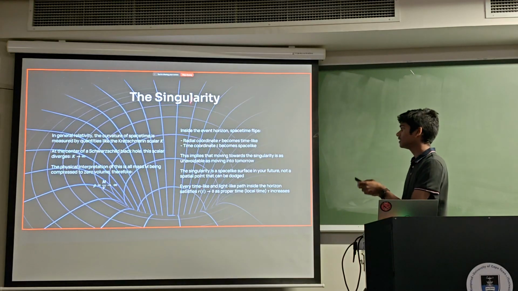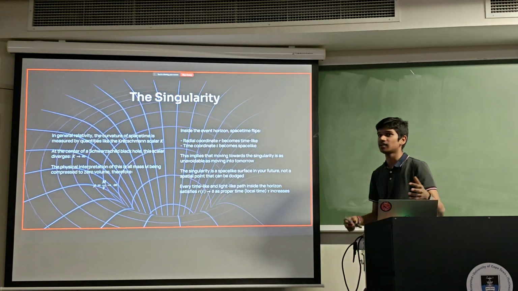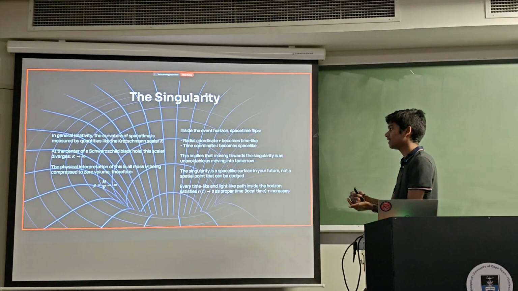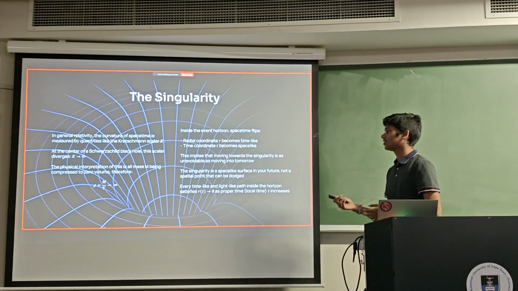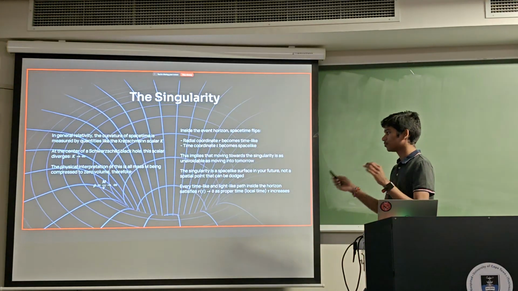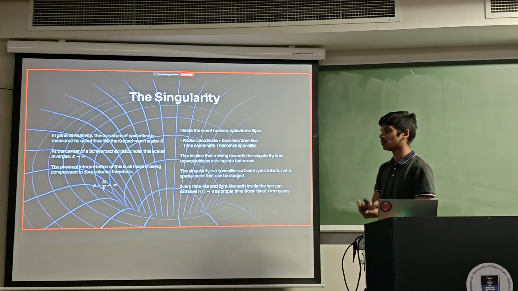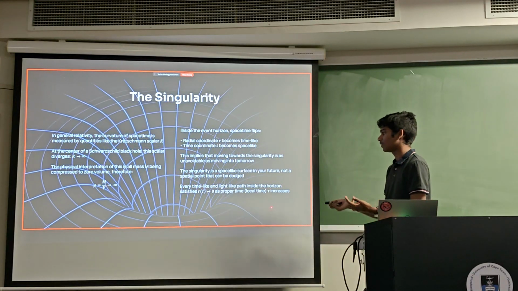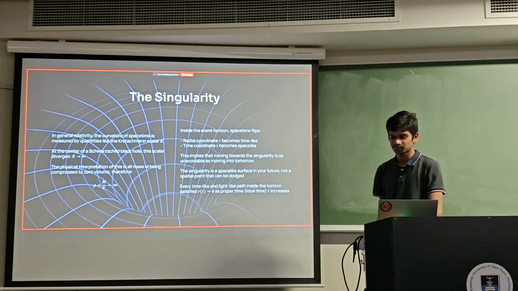Now, every time-like and light-like path, again, time-like is slower than the speed of light, light-like is the speed of light, inside the horizon, will approach zero. Like I just said, the radius will approach zero as your local time tau increases. The symbol is tau.